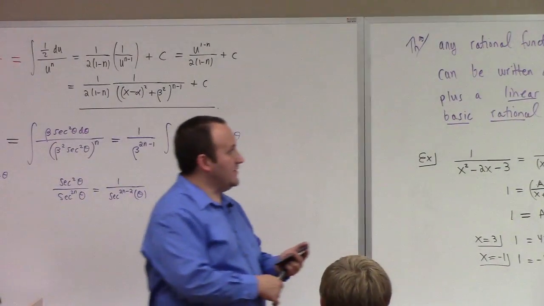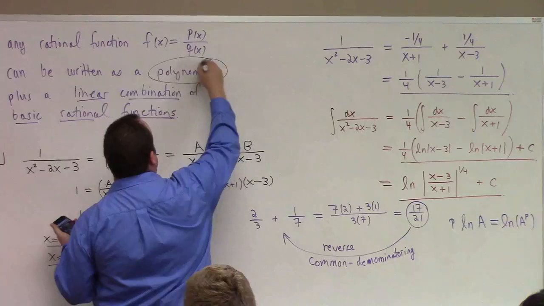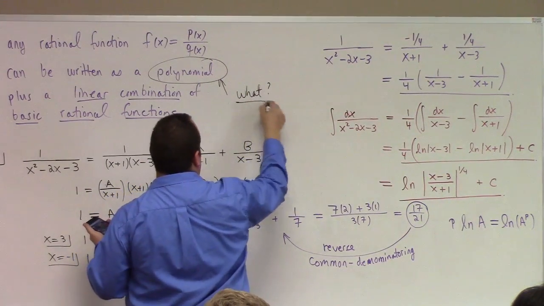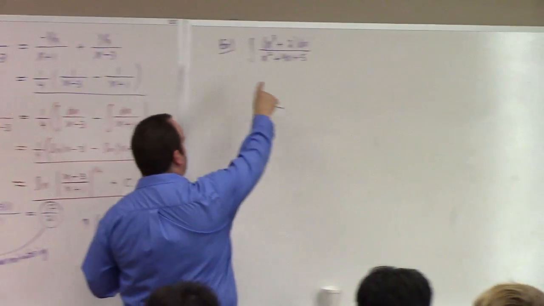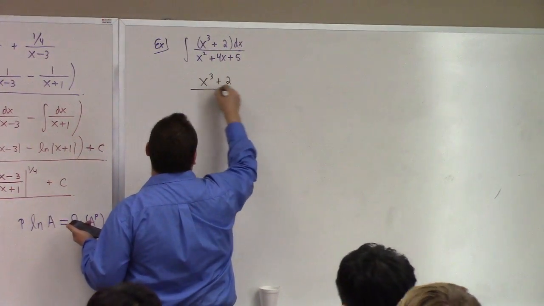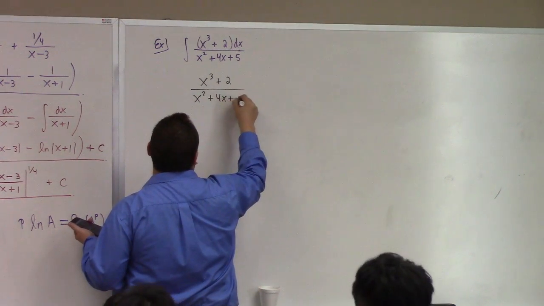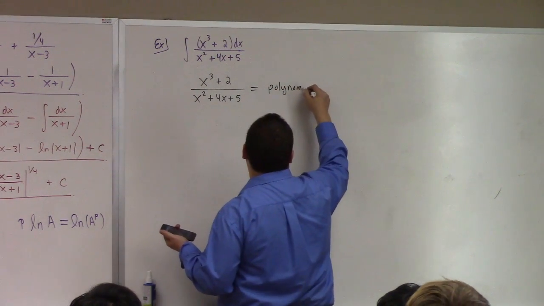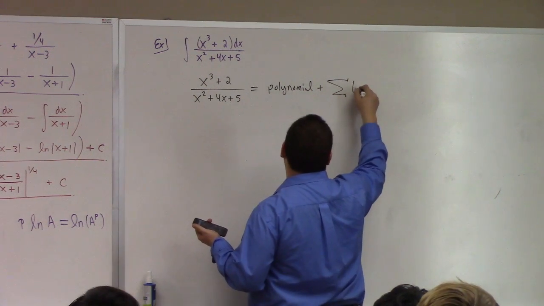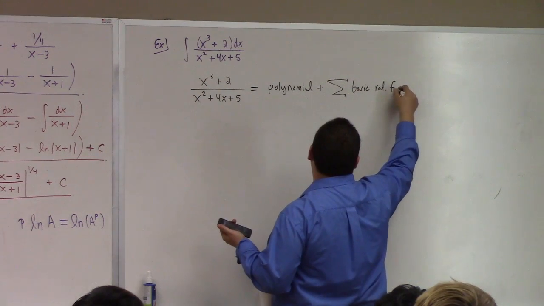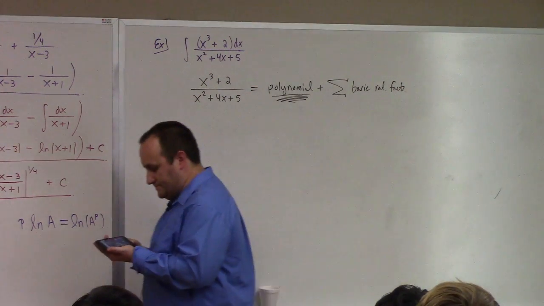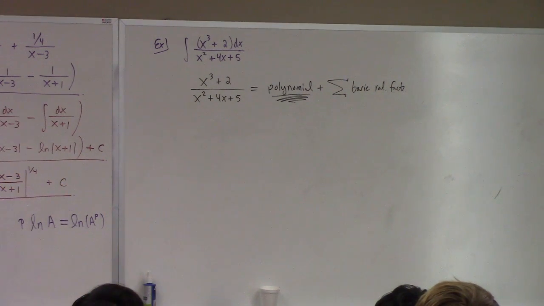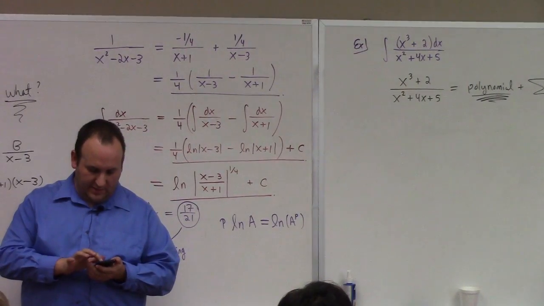So how are you guys going to, this polynomial, where's this coming from? How do you get a polynomial out of this? So the claim is it's a polynomial plus some basic rational functions. Where's this polynomial coming from? Anybody know? Ah, yes, the long division. That is the idea.